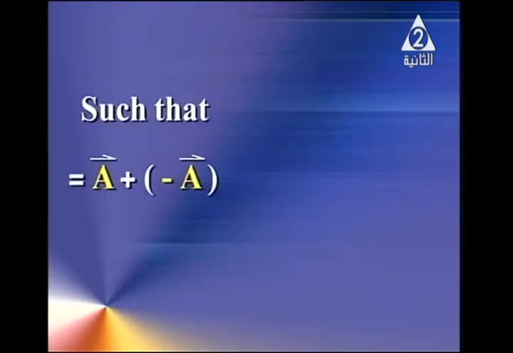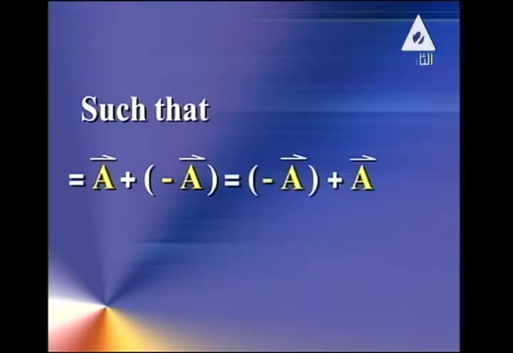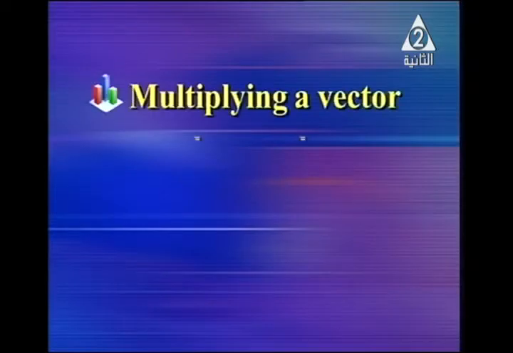Dear student, if we have A vector plus its inverse, it equals negative A plus A, or by commutative, the answer is zero vector. We know that commutative property means A vector plus negative A vector equals negative A vector plus A vector.